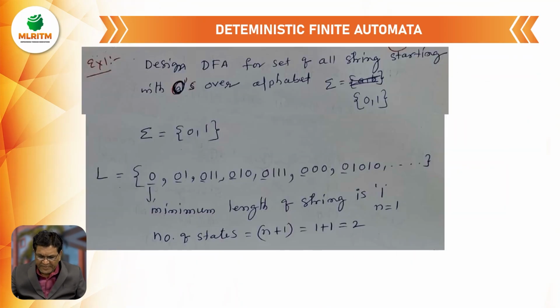This is an example. Now, I want to give one more example on DFA. Design a DFA for accepting strings starting with 0 over the alphabet 0, 1. See, our sigma is 0, 1. What is a set of strings? A set of strings is called a language. I want to write the language. The language is all the strings starting with 0.